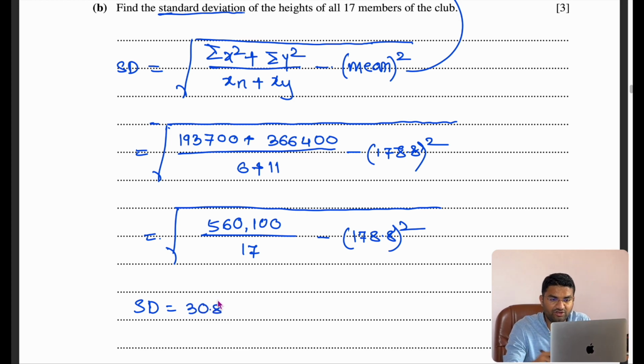8 is the value of the standard deviation. You will get it, and this is a 3-mark question. So writing the formula, solving step by step, and the right answer, you will get the full marks. This is how you have to pick up good marks.